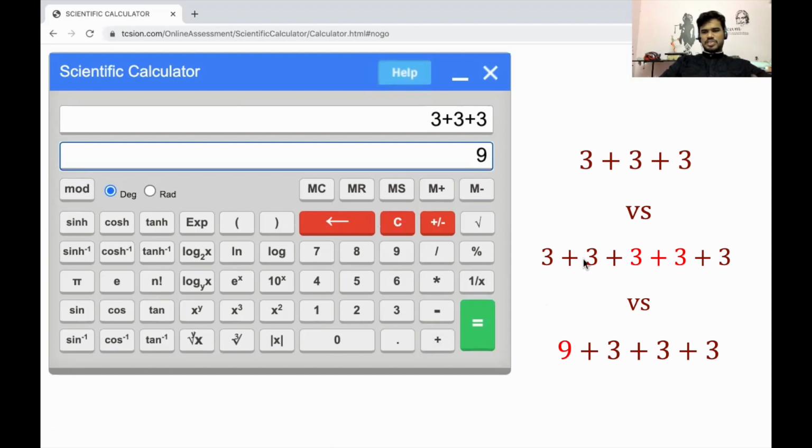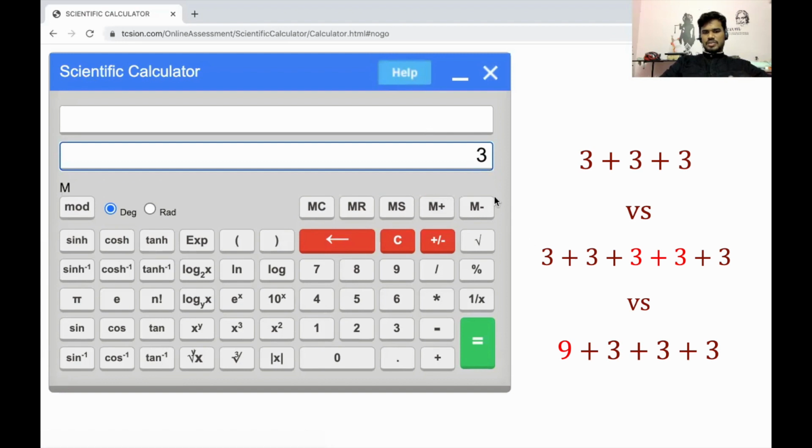But say each term is a nasty expression, like e power something. One term is this, one term is this. In that case, it helps to calculate one term at a time and keep on adding things to the memory. Let's say 3 is the first term in the total sum. Somehow we got some expression that gives 3. We don't know what expression, we'll go to that next. We know this is there in the sum, so just do M plus. So the first term will go to the sum.